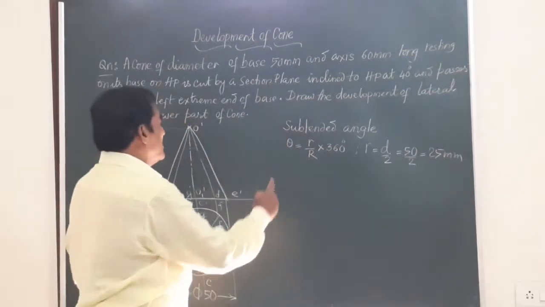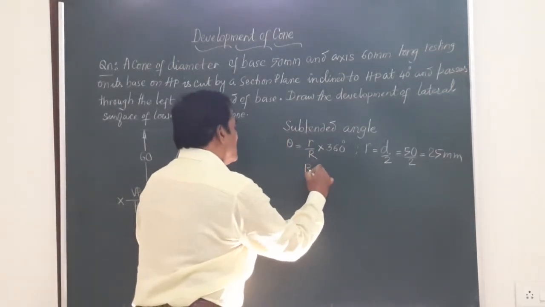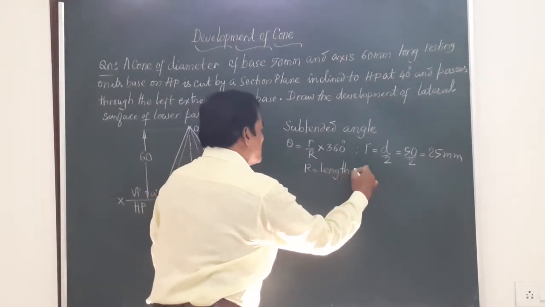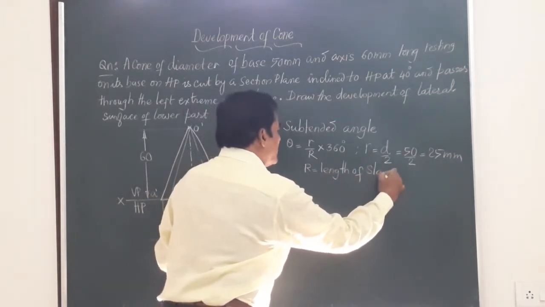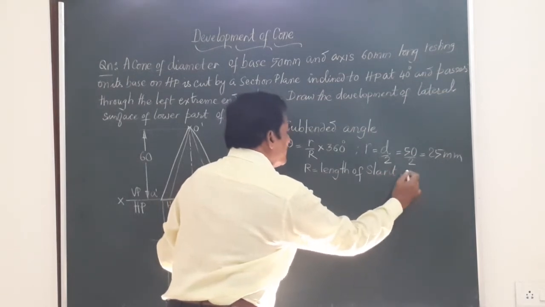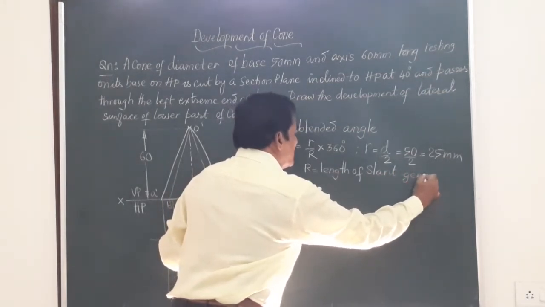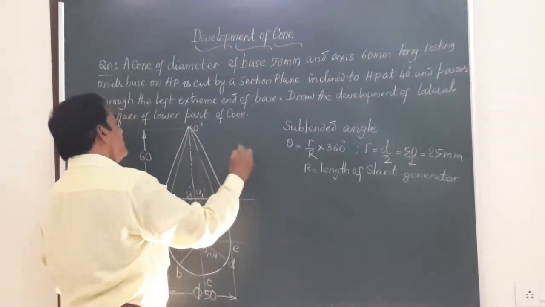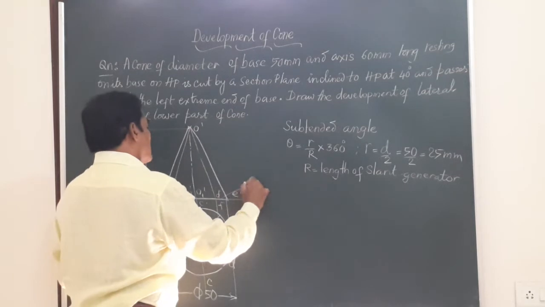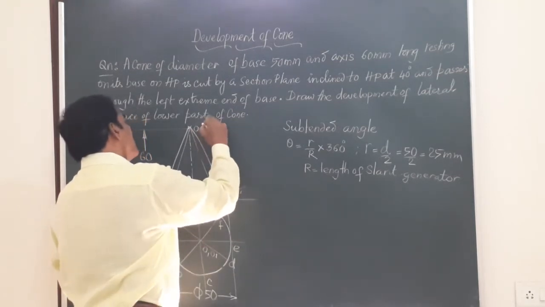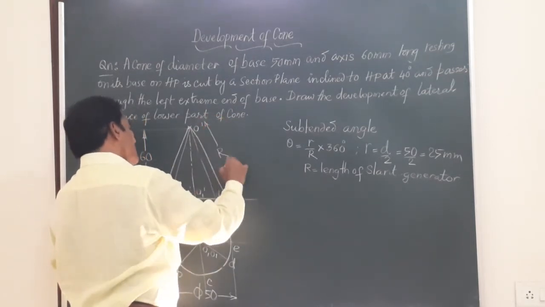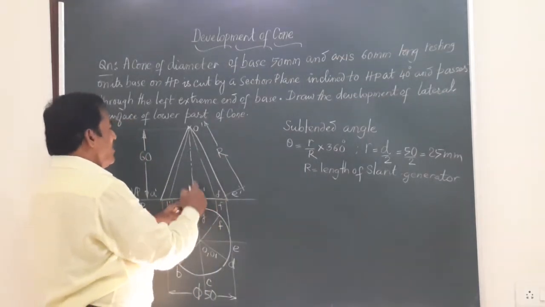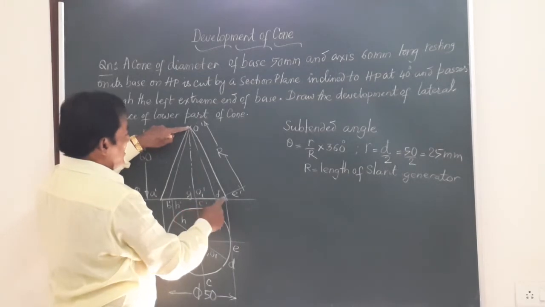Then we have this capital R, the length of the slant generator, or end generator. Both are the same, slant or end generator. If you see the figure here, the line O dash E dash is the length of the slant generator, that is R. So how to obtain this R? After getting this base, mark the height and join this O dash to E dash.